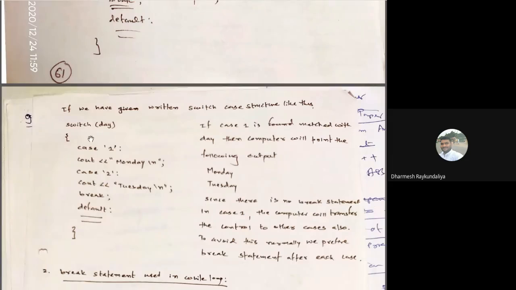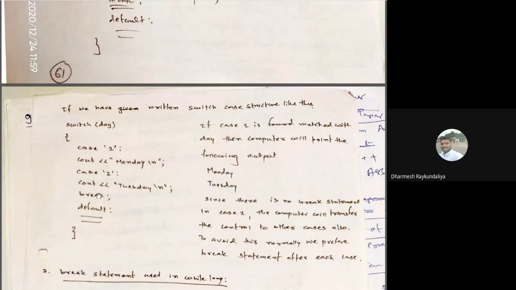This is the program, if you wish to see it. If we have given the switch case structure like this, if case 1 matches with the day, then the computer will print the following: Monday, Tuesday. Okay, why? Because you have not given the break after Monday. Getting my point? Since there is no break statement in case 1, the computer will transfer the control to the other cases also. To avoid this, normally we prefer the break statement after each case.